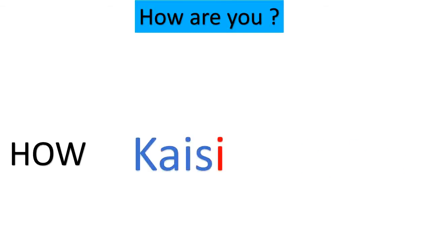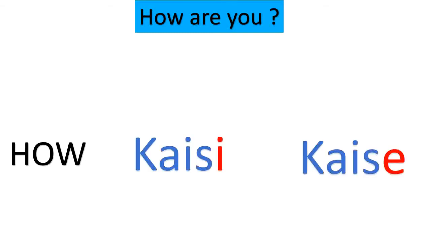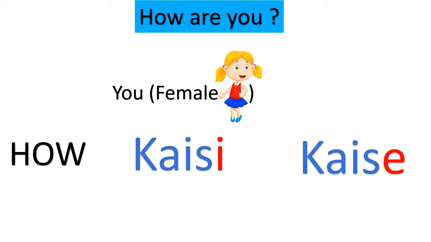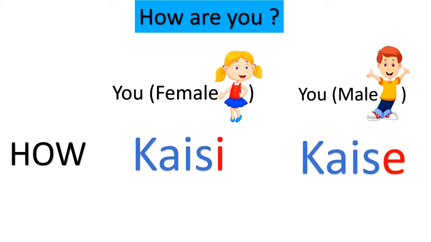Let us talk now about the sentence how are you? How in Hindi can be kaisi or kaise, depending on the second person you. If you is female, how will be kaisi. But if you is male, how will be kaise.